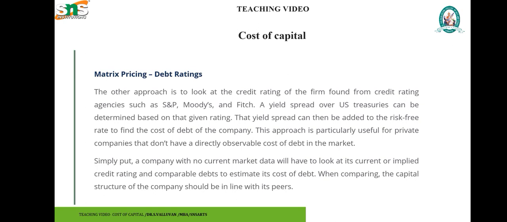Then matrix pricing: debt ratings. The second approach is to look at the credit rating of the firm, found from credit rating agencies such as S&P, Moody's, and Fitch. A yield spread over US treasuries can be determined based on that given rating. That yield spread can then be added to the risk-free rate to find the cost of debt of the company.